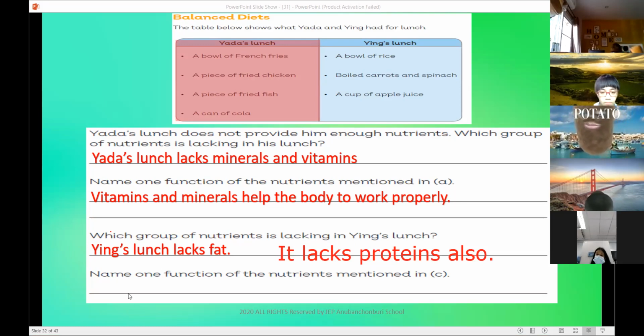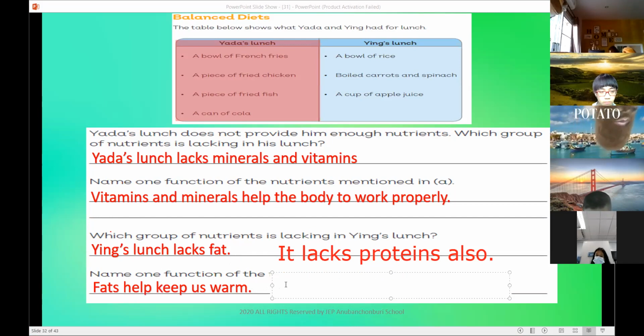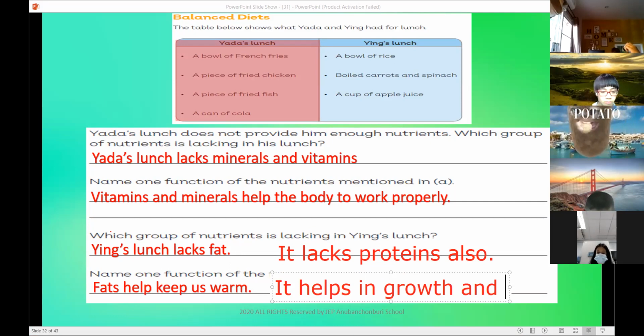It helps keep the body warm. Okay, and it cushions the body organs. If you answered proteins here, okay, if your answer is proteins, it helps in growth and repair.